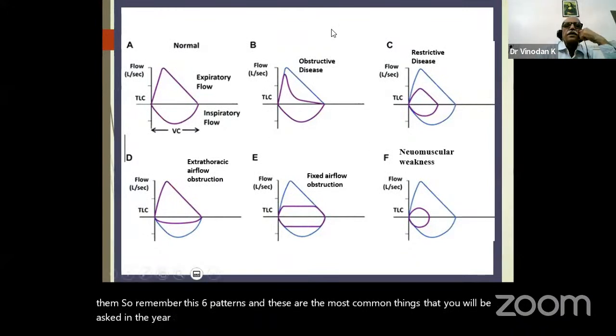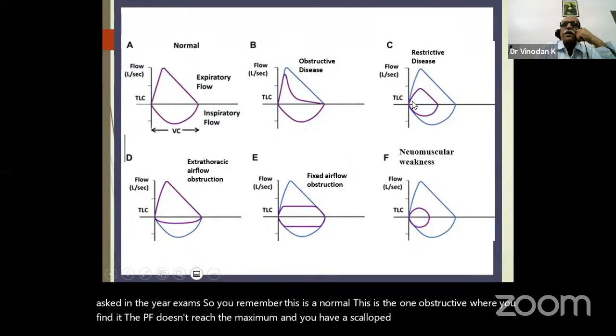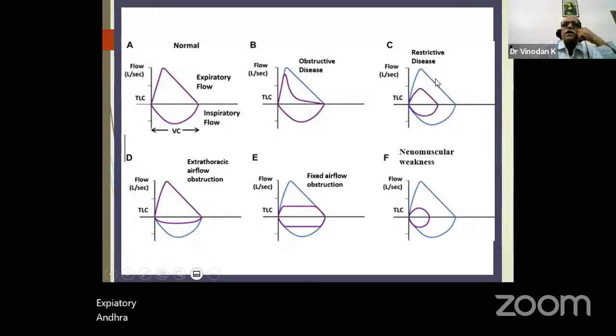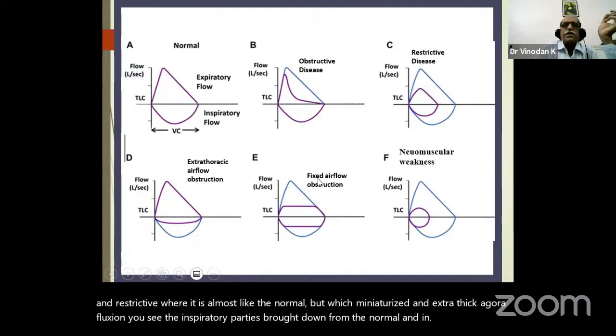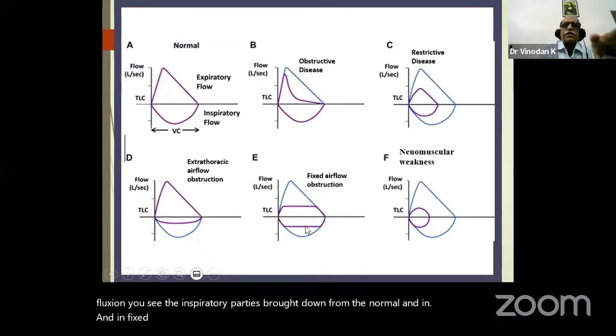So remember this. This is a normal. This is the obstructive one, where the PEF doesn't reach the maximum and you have a scalloped expiratory curve. And the restrictive, where it is almost like the normal, but miniaturized. In extrathoracic airway obstruction, you see the inspiratory part is brought down from the normal, and in fixed airflow obstruction, you see both sides come down. And in neuromuscular weakness, you almost always see a spherical pattern.